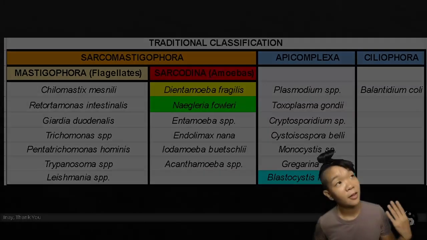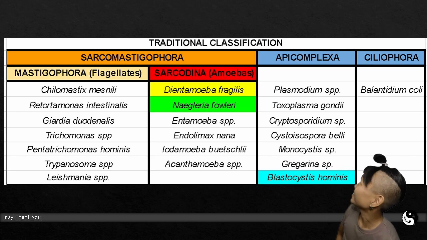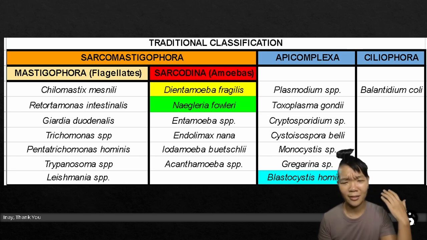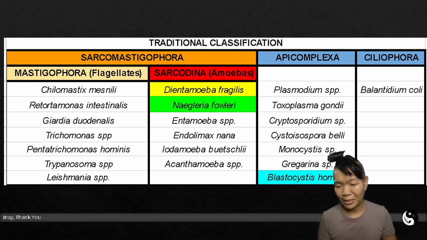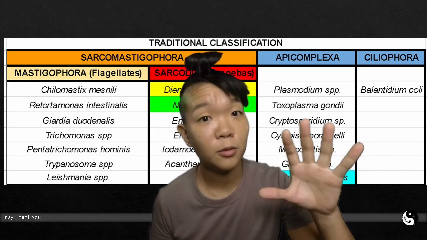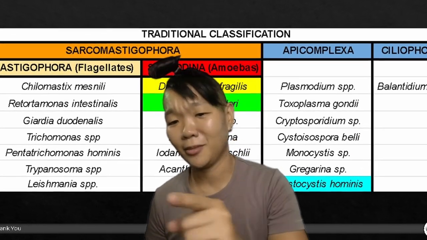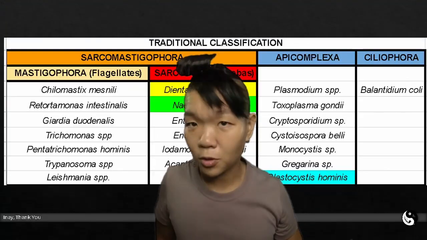Now on to the medically important protozoan parasites. Here they are. Shit! Dami, ilan yan? Oh my god, so many names. Chilomastix, Retortamonas, Giardia, Dientamoeba, Entamoeba, Plasmodium, Toxoplasma, Cryptosporidium, Gregarina. If you're going to be just memorizing them one by one, this is the organism, this is the life cycle, this is the mode of transmission, you're gonna have a hard time.